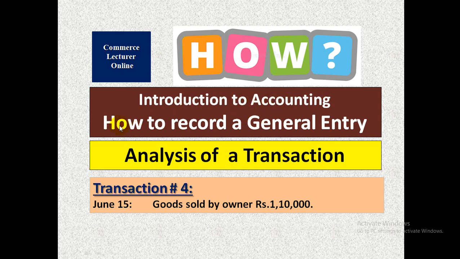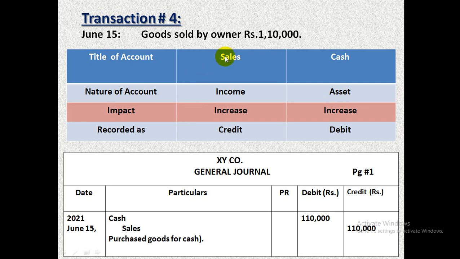Introduction to Accounting, How to Record a Journal Entry, Analysis of a Transaction, Commerce Lecture Online. How to record the transaction: goods sold by owner rupees 1,10,000. Goods means merchandise. If owner is selling merchandise, we use the word sales in accounting. Accounting is a language. Whenever owners sell goods or merchandise, it will be termed as sales.